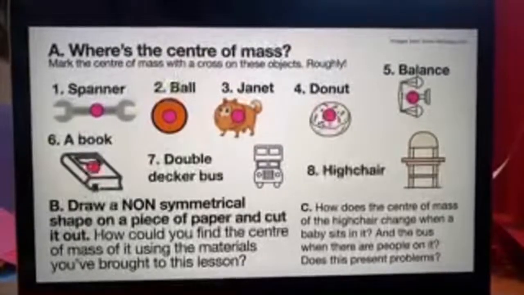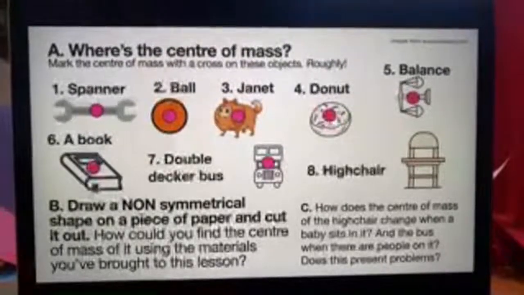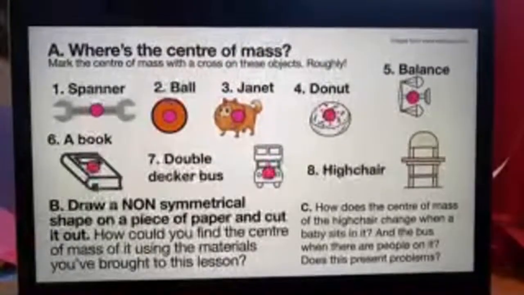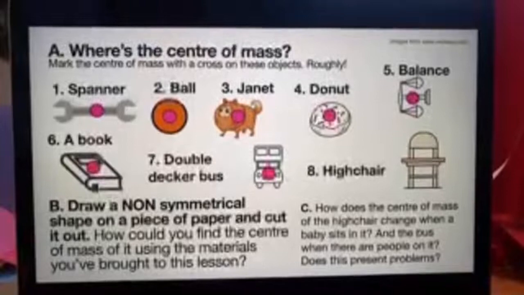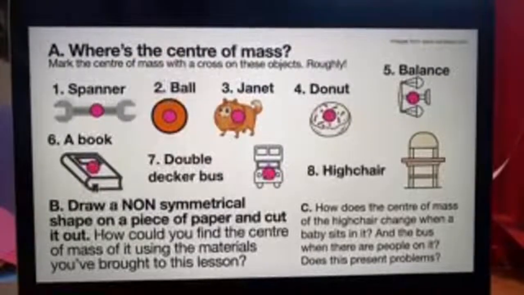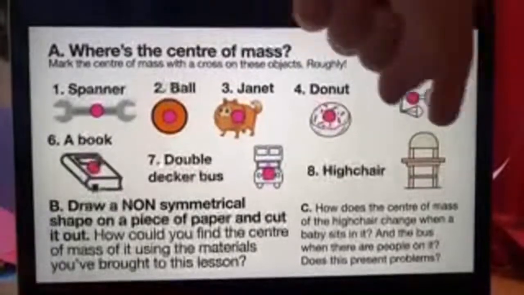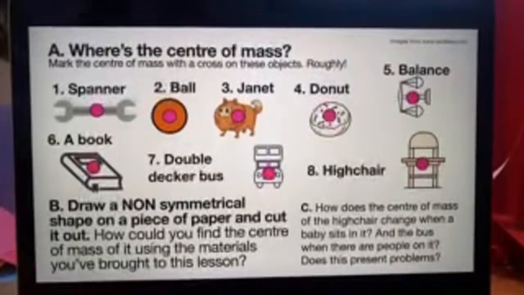It's not always as easy to think. A book is just in the middle. A double-decker bus. You would think the centre of mass would be in the centre, but it's not actually. They put the engine quite low down in the bus so that on average its centre of mass is lower, for reasons which we will discuss at the end. Centre of mass of a high chair, I don't know, I'm not a carpenter. There's wood on the top, there's wood on the bottom, so I'm figuring it's in the middle.